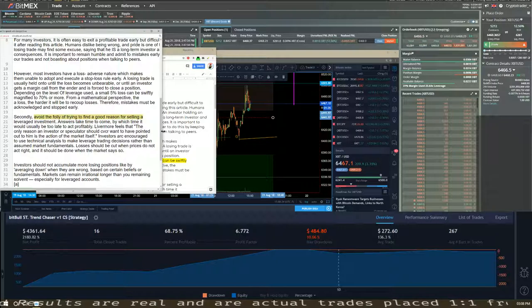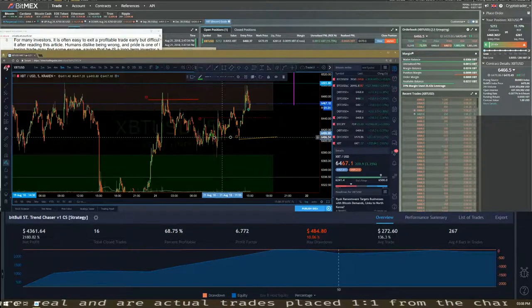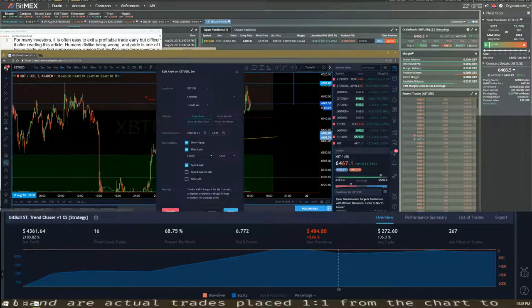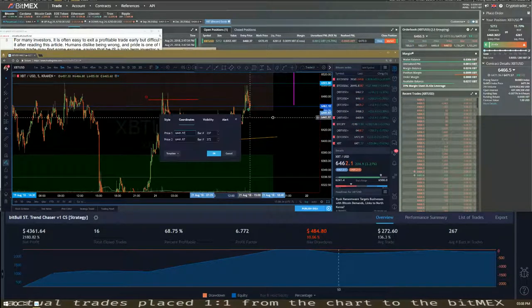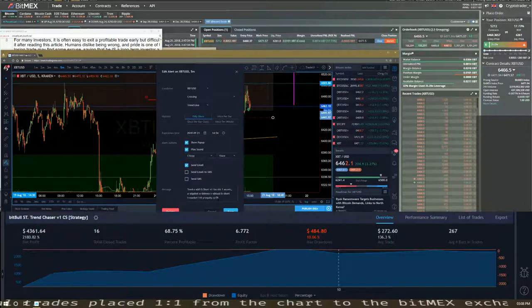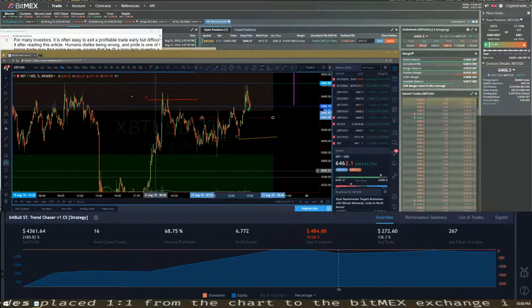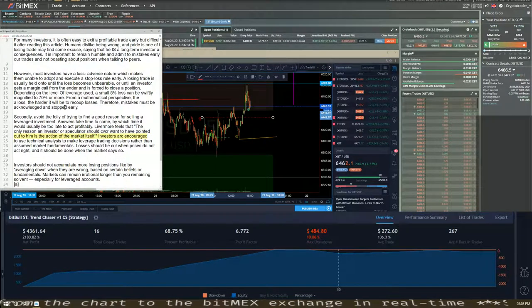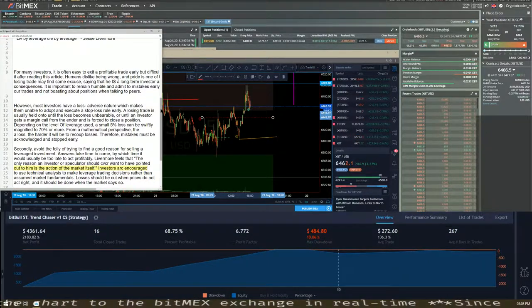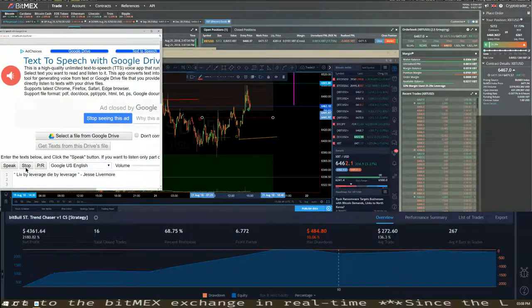Secondly, avoid the folly of trying to find a good reason for selling a leveraged investment. Answers take time to come, by which time it will usually be too late to act profitably. Furthermore, Livermore felt that the only reason an investor or speculator should have for acting is the action of the market itself. Investors are encouraged to use technical analysis to make decisions.